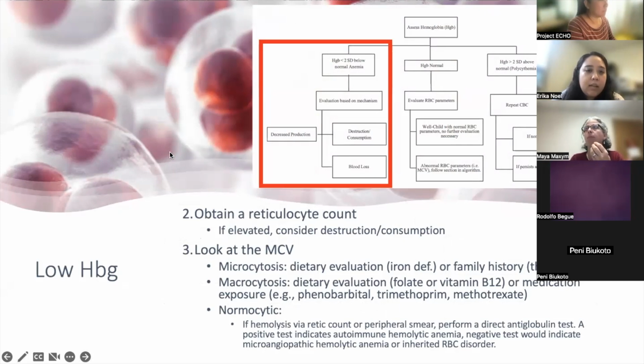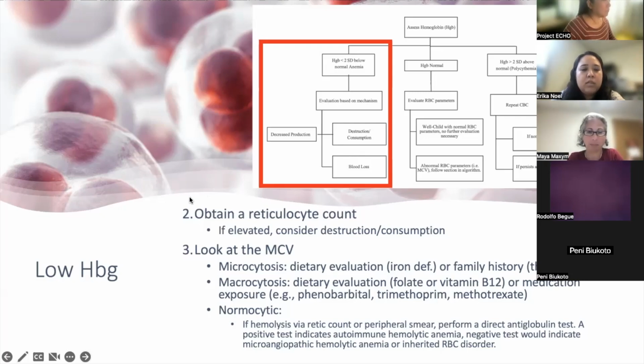If we see that it is elevated, the anemia could be based on destruction or consumptive processes. And then the third part, or maybe concurrently with steps 2 and 3, is to look at the mean corpuscular volume, the volume, to see if the red blood cell is small, big, or normal size. So microcytic, macrocytic, or normocytic. If it is considered small, our etiologies include a dietary evaluation to consider iron deficiency, or family history, such as thalassemia. If it is big, we can also think about some other dietary evaluations, such as folate or vitamin B12 deficiency, or any other medication exposures.